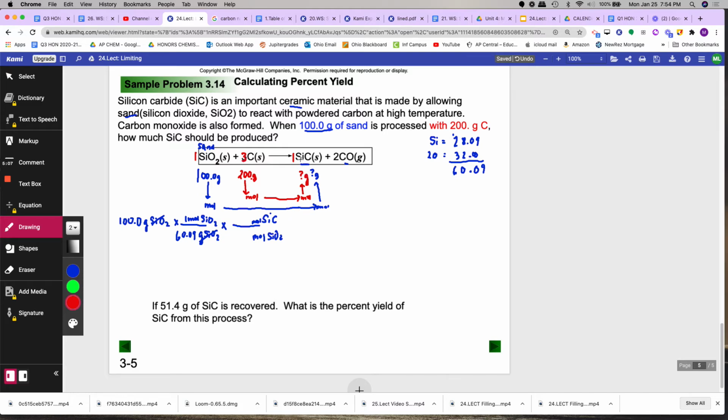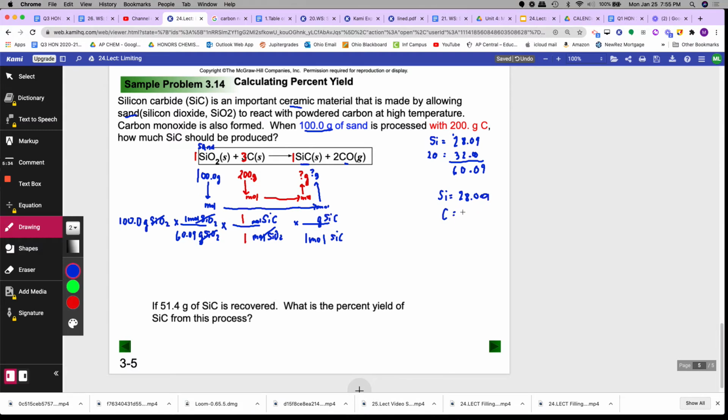So SiC has a 1 in front of it. SiO2 has a 1 in front of it. Okay. So that's done. Now I'm going to go to grams. 1 mole of SiC is how many grams of SiC? So this is Si is 28.09.